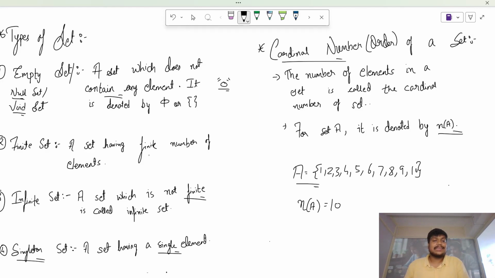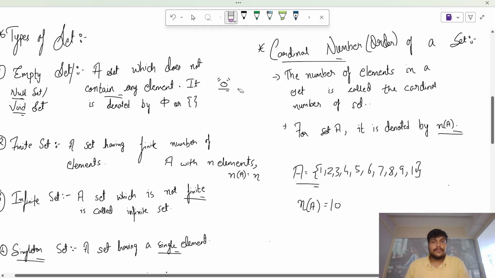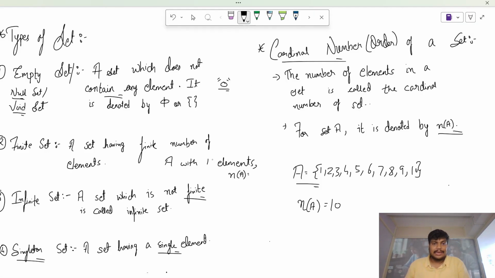For a finite set, let's suppose there is a set A with n elements. Then what would be the cardinal number for this particular finite set? n. Or to not have any confusion, let's say A has k elements. Then what would be n of A? n of A would be k. What about infinite sets?